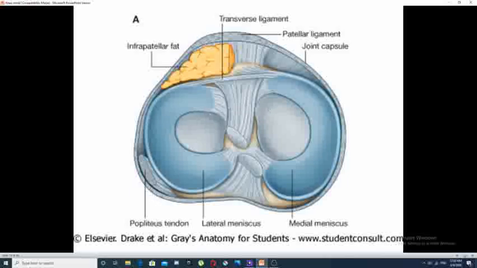Here is a transverse section through the knee joint, viewed from above. You can see the site of attachment of the menisci. On the medial side, the medial meniscus. On the lateral side, the lateral meniscus. You can see each meniscus, a C-shaped structure, has an anterior horn and a posterior horn, and you can see that the tendon of the popliteus muscle intervenes between the lateral meniscus and the capsule of the knee joint, whereas the medial meniscus is in direct contact with the capsule of the knee joint. So this makes the medial meniscus more fixed than the lateral meniscus.